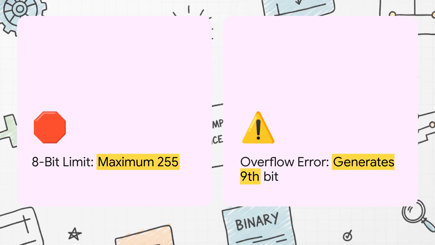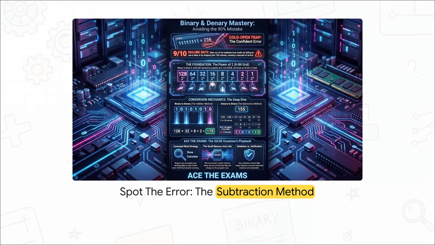The extra data just spills over and gets dropped, leaving you with a completely incorrect result. Spotting this physical hardware limit, that is an easy, guaranteed mark in your exam. All right, now I want to test your eagle eyes.